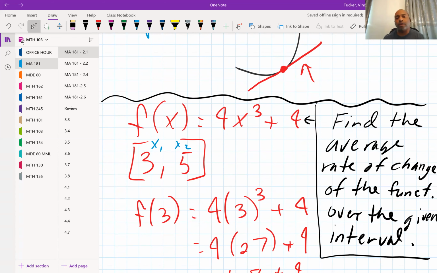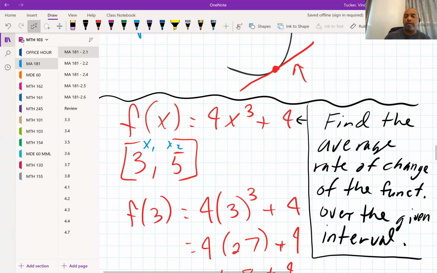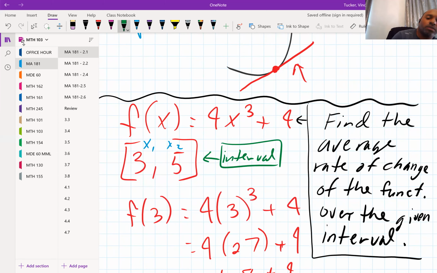So looking at this first example, I ended up writing the directions afterwards. It says find the average rate of change of the function over the given interval. They give us the function f of x equals 4x cubed plus 4, and they give us the interval 3, 5. So that's not x, y, that is an interval, x1, x2, excuse me.